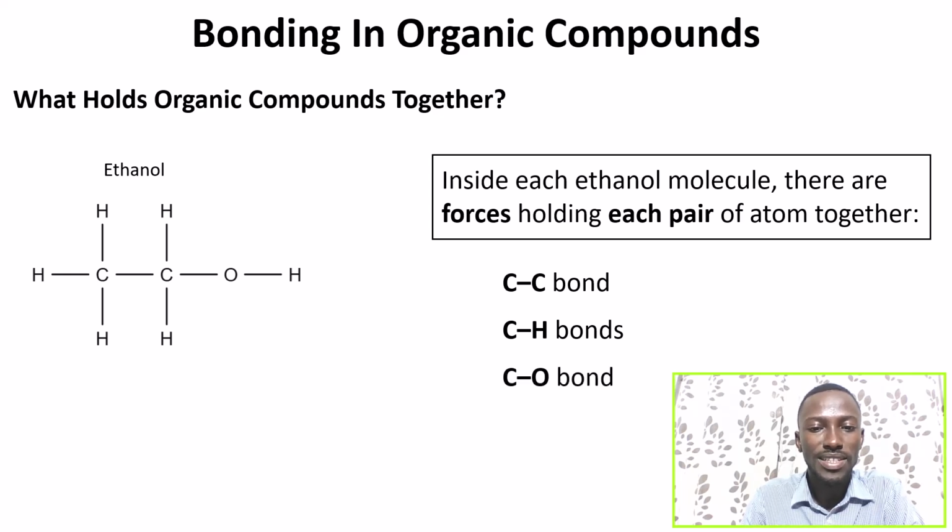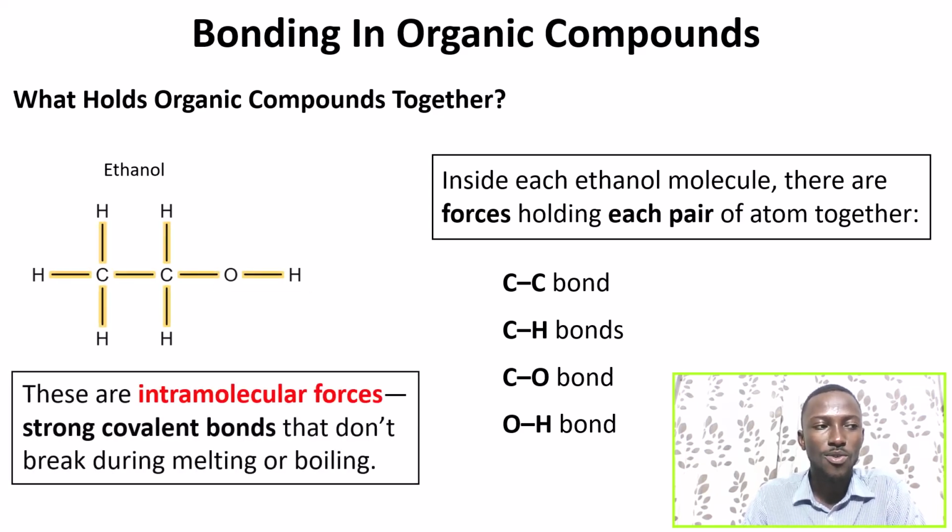Then you have what? The next one? We have the carbon-oxygen bond. Good. Carbon-oxygen bond, this one, the black line. So pay close attention to the kind of forces between the pairs of atoms. Then we have oxygen-hydrogen, this. Now, all of these forces, what are they called? They are called intramolecular forces. And most of the time, what kind of force are they? They are strong covalent bonds.